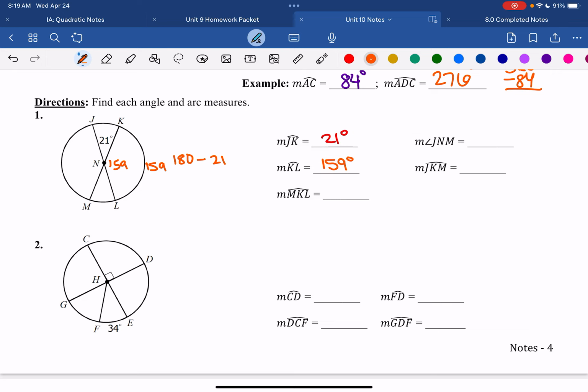MLK. So that means it wants to go from M to L or from M to K to L. So everywhere but this inside part. So that means we're going to do 360 minus that 21, because remember, these are congruent, so this is also 21. The measure of angle JNM. Well, if this is 159, this is also 159.